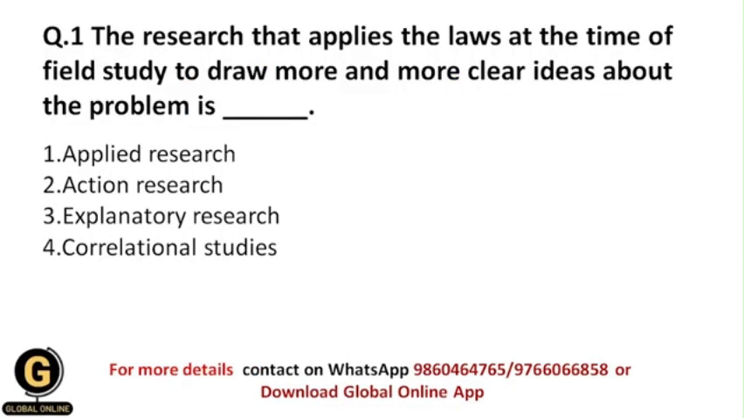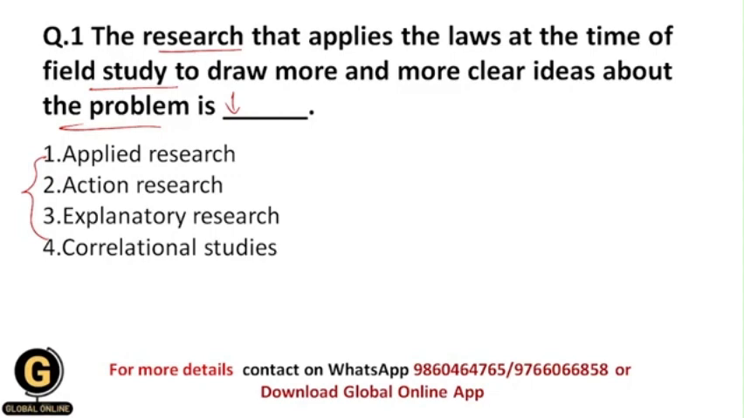Okay, the first question is: the research that applies the laws at the time of field study to draw more and more clear ideas about the problem is dash. Among these options, which is the type of research which applies the laws at the time of field study, and because of that we can draw more and more clear ideas about the problem?